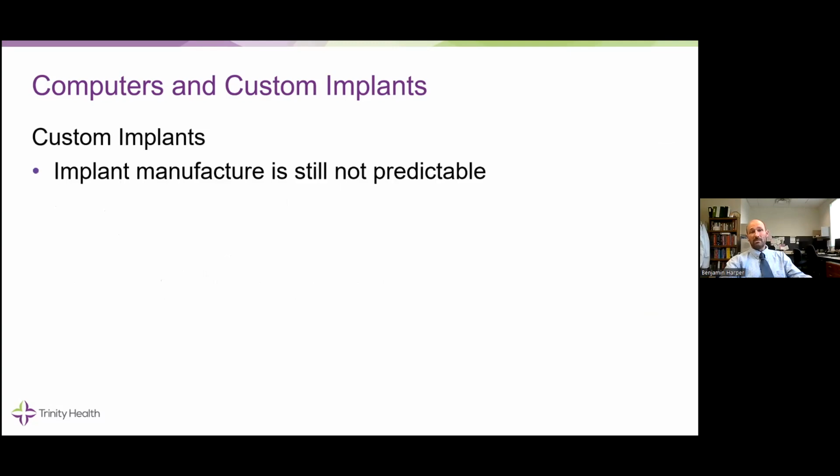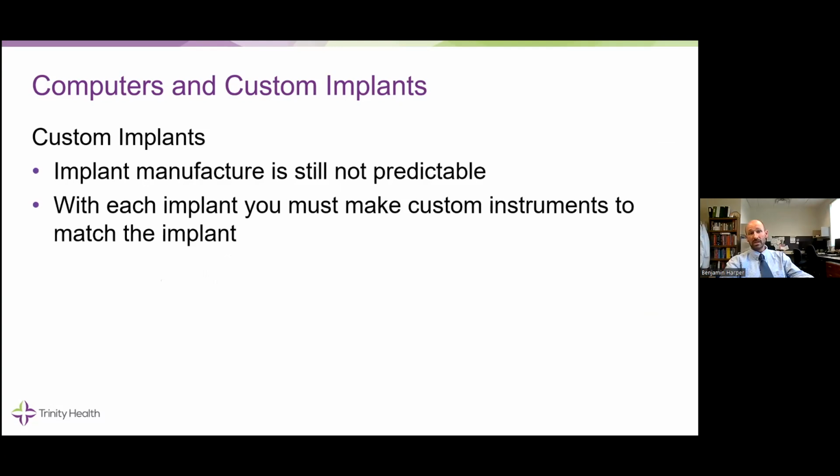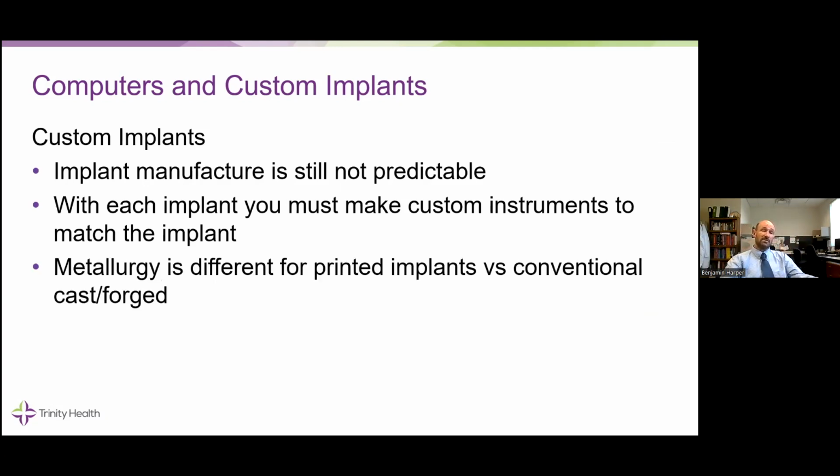Other concerns, the implant manufacturing is still not as predictable as other mainstream implants. Each implant you make, you also have to have custom cutting jigs for surgery. The metallurgy is different in a lot of the implants that are made custom versus the more mainstream conventional ones, which are cast forged. It's also worth mentioning, it's rare, but if something happens between the imaging and the time of surgery, that was the one implant that you had made, and that can get a little squirrely trying to recover from that.